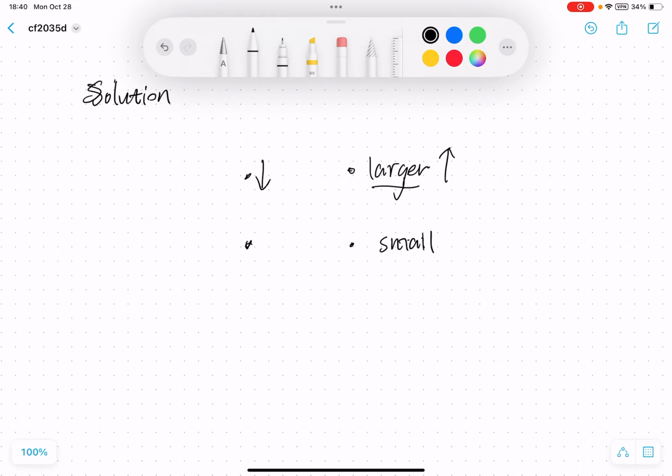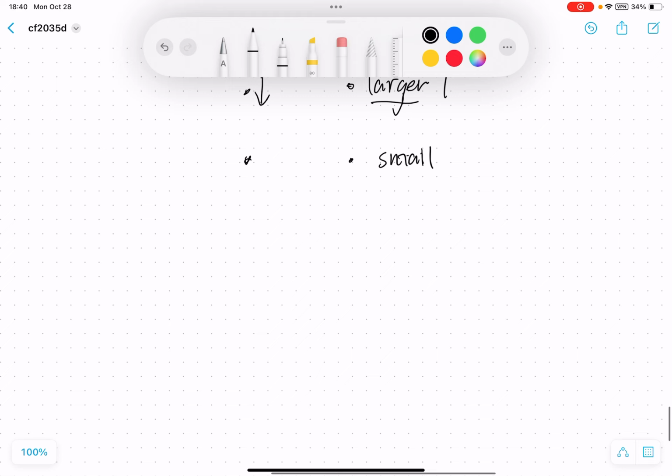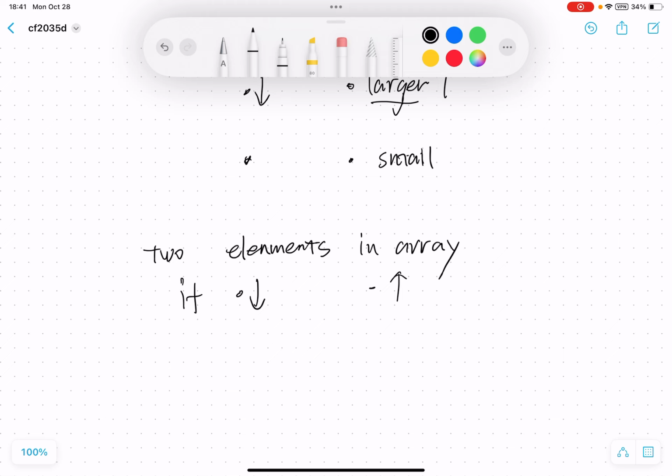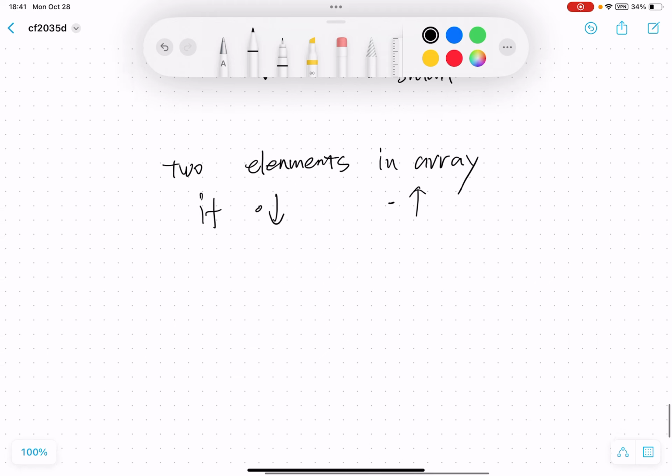Next, we need to make a clear strategy for when to update the second element. That means for any two elements in the array, we need to check whether we should make the first one smaller and the second one larger. This is what we need to determine. This is very important, so this will be the key issue in this problem.